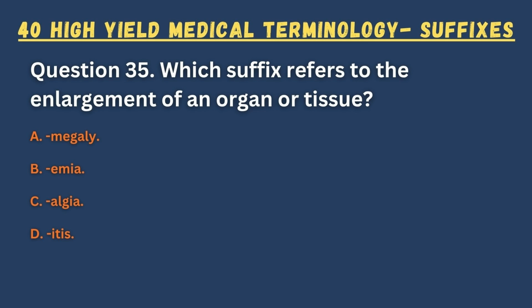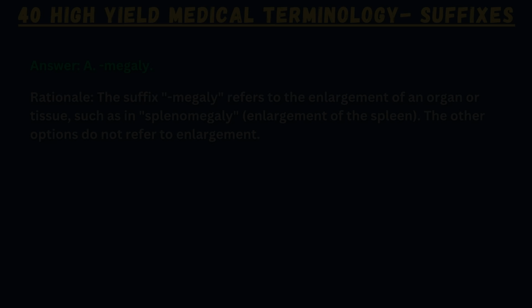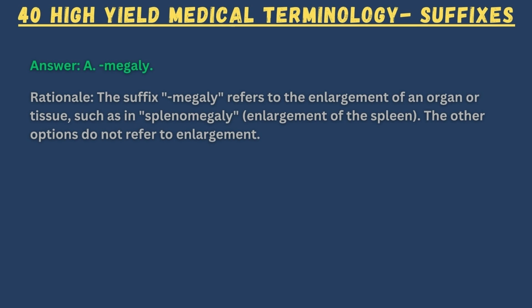Question 35. Which suffix refers to the enlargement of an organ or tissue? A. Megaly. B. Emia. C. Algia. D. Itis. Answer: A. Megaly. Rationale: the suffix megaly refers to the enlargement of an organ or tissue, such as in splenomegaly, enlargement of the spleen. The other options do not refer to enlargement.